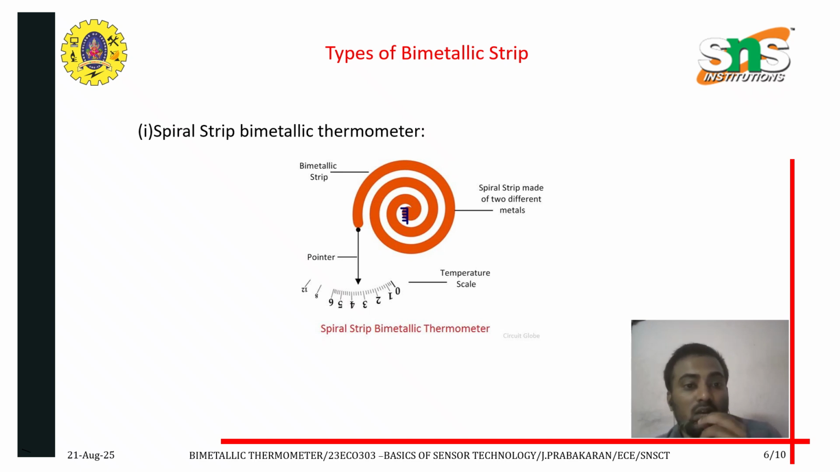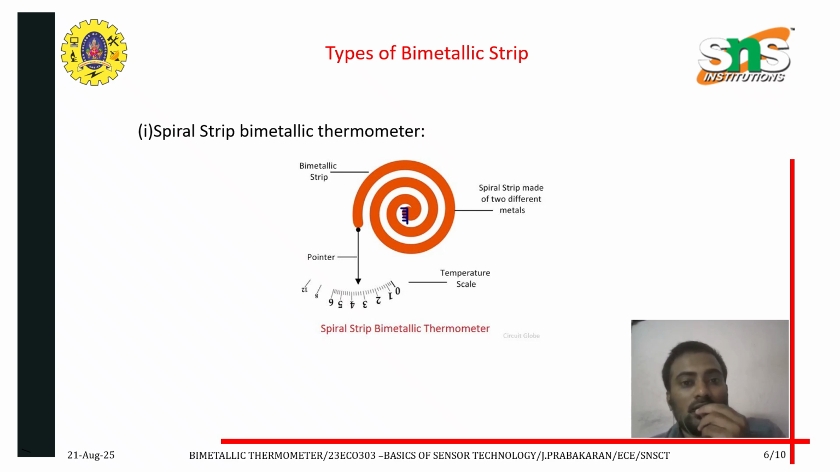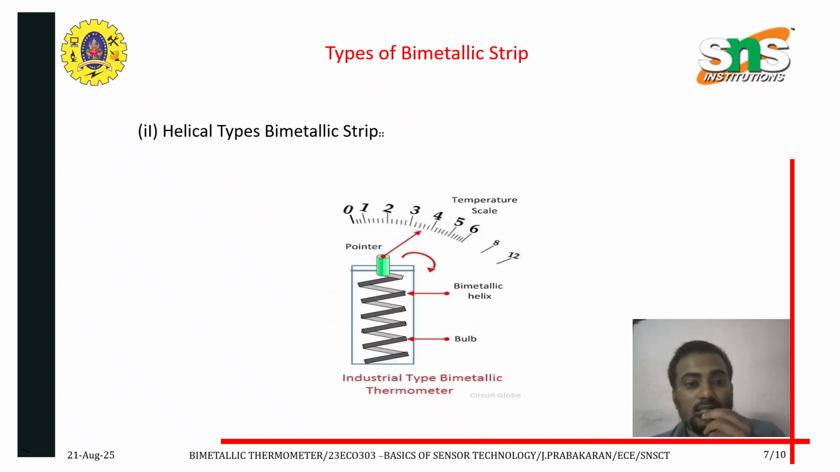First type is the spiral strip bimetallic thermometer. This type of thermometer is used for measuring the ambient temperature. Here you can see the spiral strip bimetallic thermometer. Next one is the helical type bimetallic strip. The helix type bimetallic strip is mostly used for industrial applications.